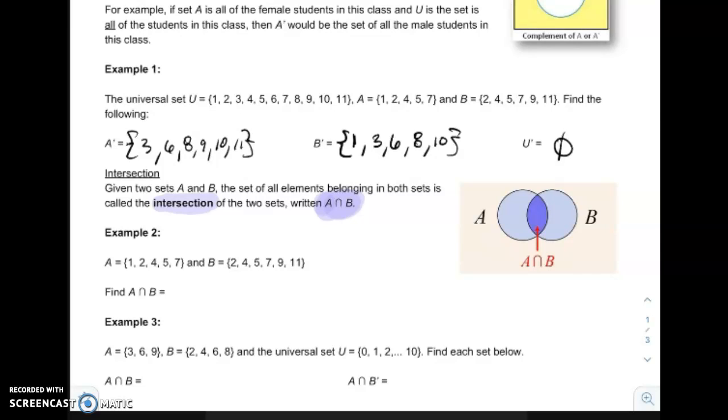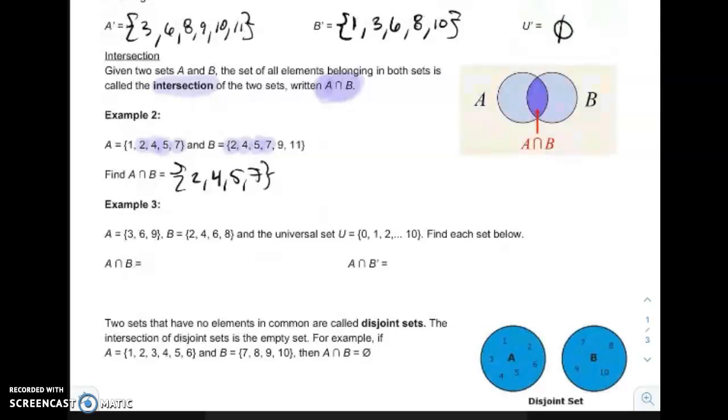I've got this Venn diagram, and you've got two circles. The A circle is all the elements that are in A. The B circle is all the elements that are in B. And where they overlap, that is where they share numbers. The intersection is the numbers that they share. If we look through these sets, we can see that they both share a 2, and they share a 4, and they share a 5, and they share a 7. So that means the intersection would be 2, 4, 5, 7. Those are the numbers that are in both A and B.